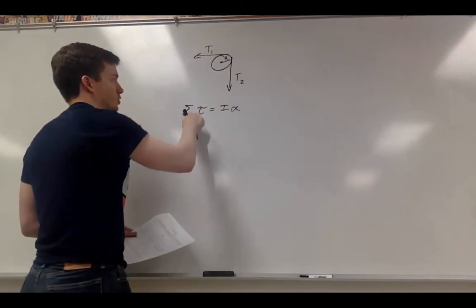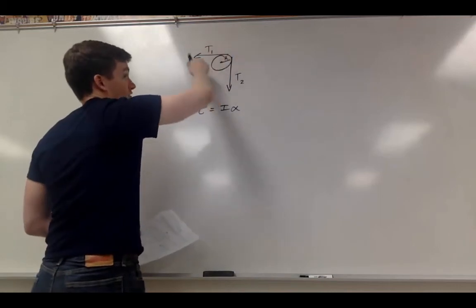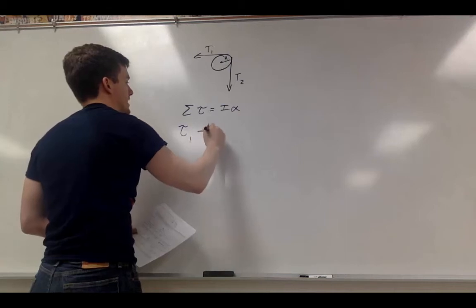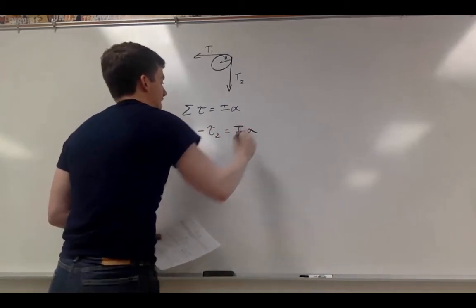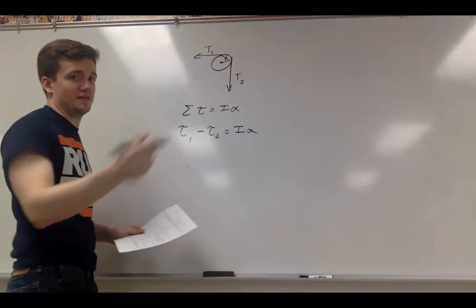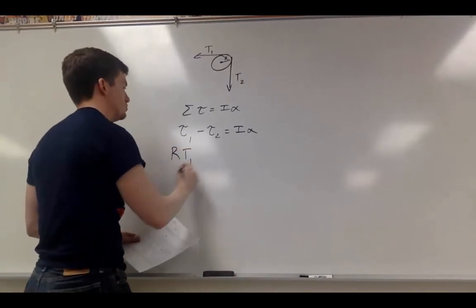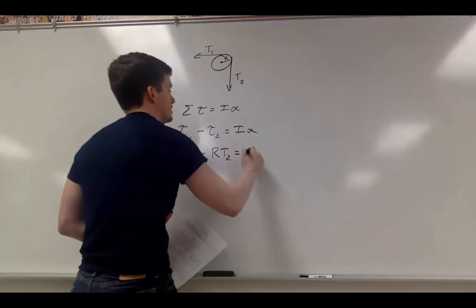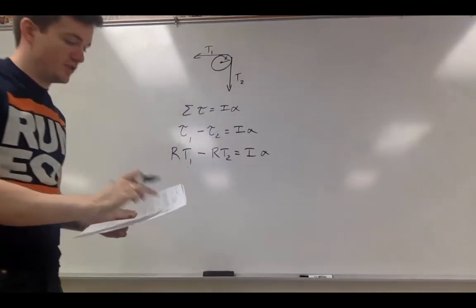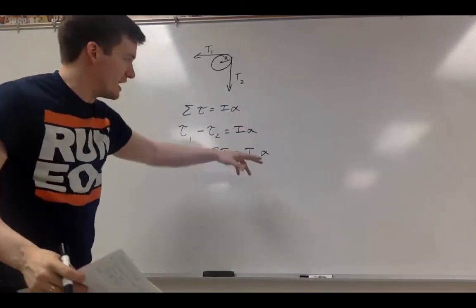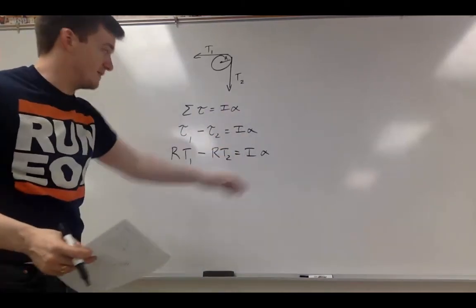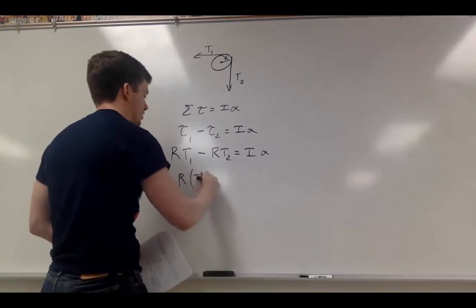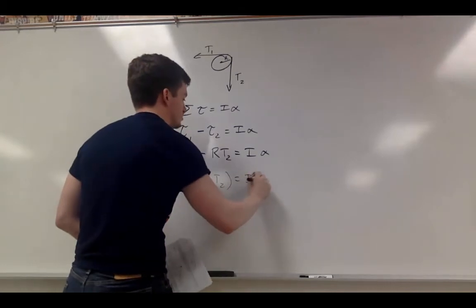The net torque is, let's see, this is clockwise, so it's negative. This is counterclockwise, so it's positive. So tau 1 minus tau 2 equals I alpha. This torque is R F sine theta, so R times T1 minus R times T2, theta is 90 for both of them, equals I alpha. Now at this point, we look on the sheet or the answers, and we'd say, well, all of those are I alpha, so I'm going to ignore that and leave it alone. I'm going to factor R out of here and get R times (T1 minus T2) equals I alpha. There we go.